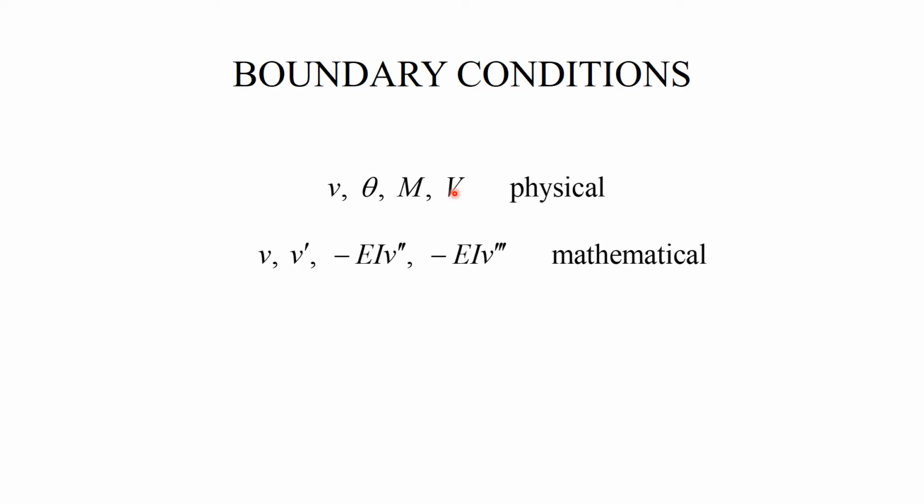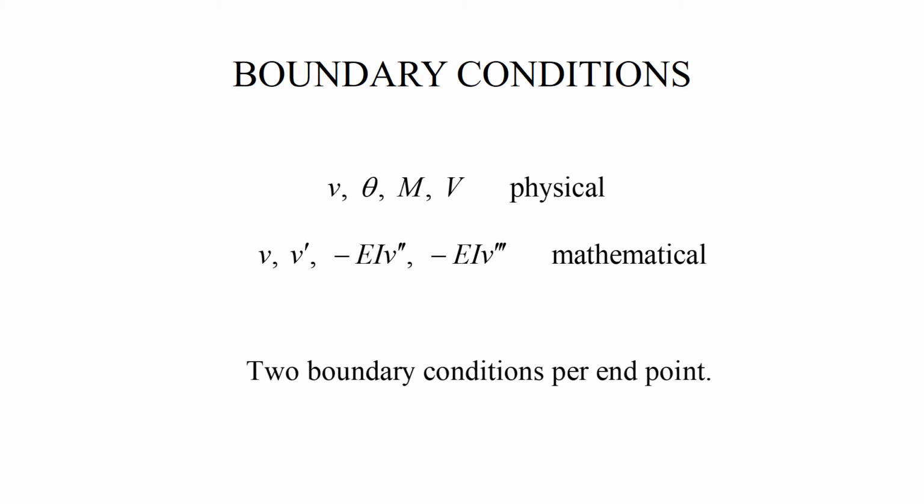Of course, I can replace theta with v prime, m with EI v double prime, and V with minus EI v triple prime. And this way I can rewrite the boundary conditions using v, its first derivative, second derivative, and third derivative. And these are the mathematical conditions because they involve only the function and the derivatives of v.